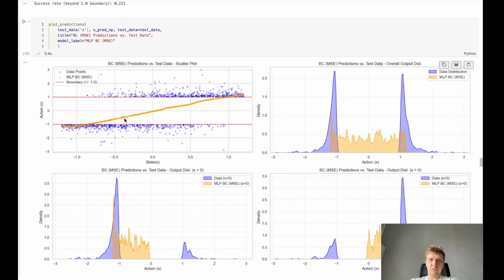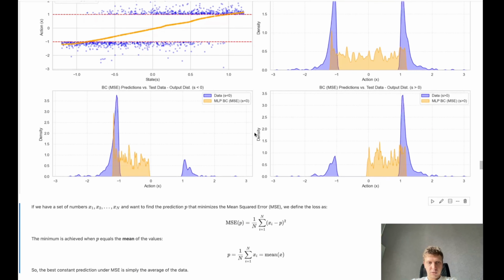That results in our robot actually hitting the obstacle and failing the task. You can also look at the distributions, but they're not very interesting here because we know that our model completely failed to predict what we wanted from it. And now let's try to understand why it's happening.